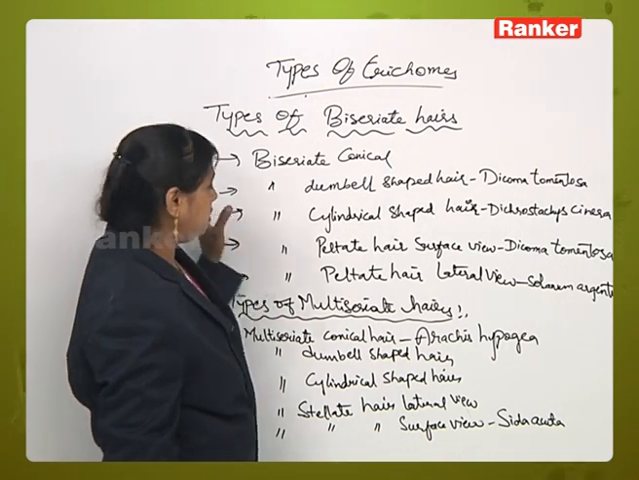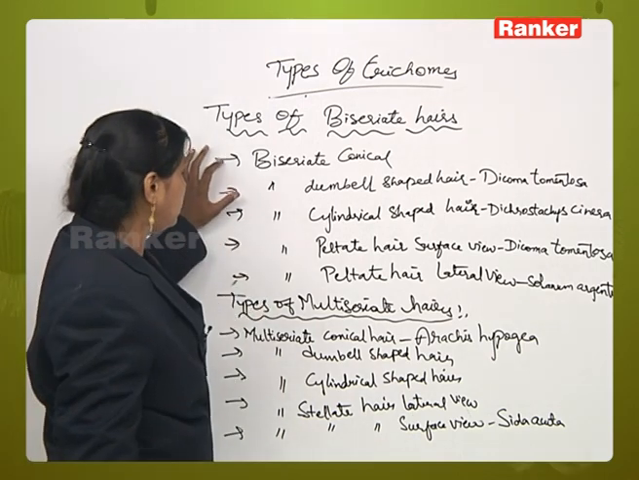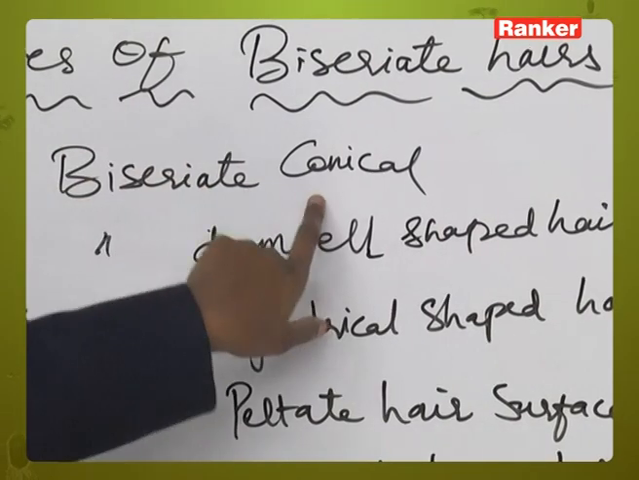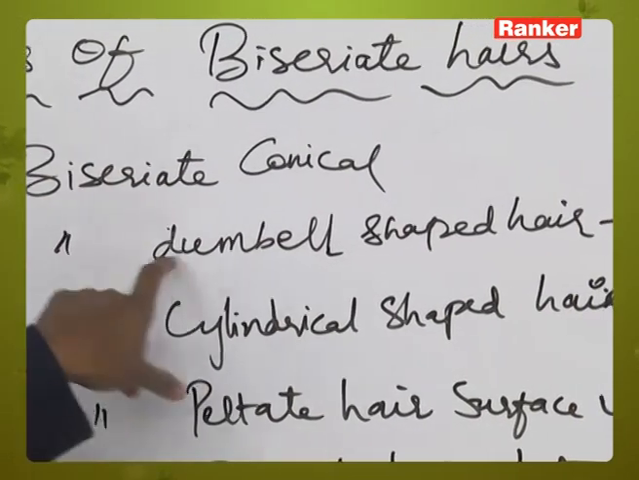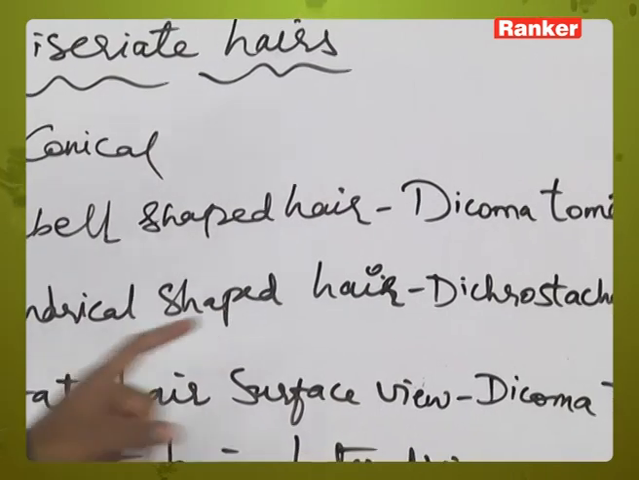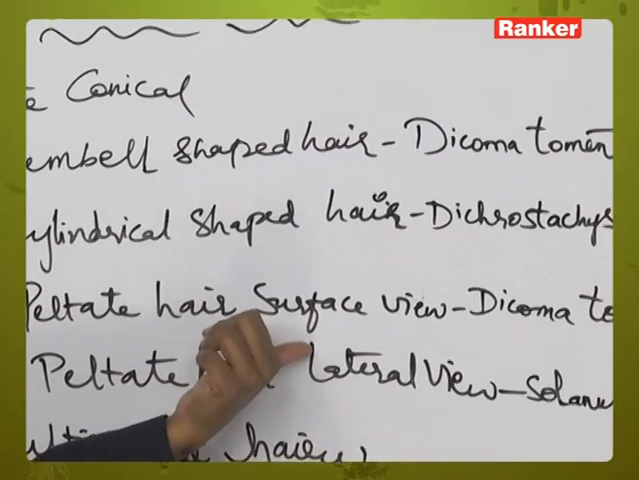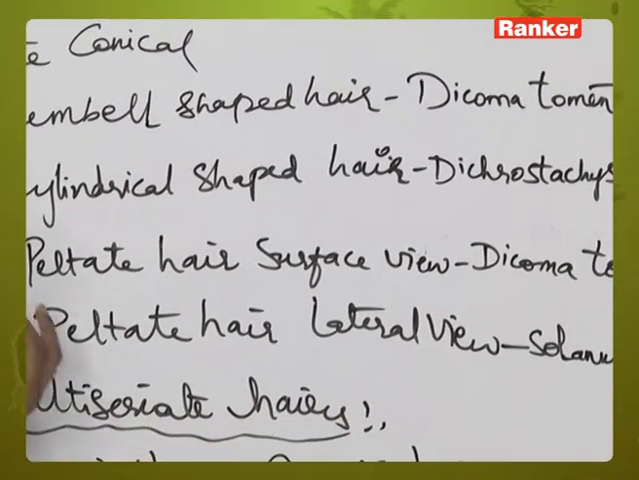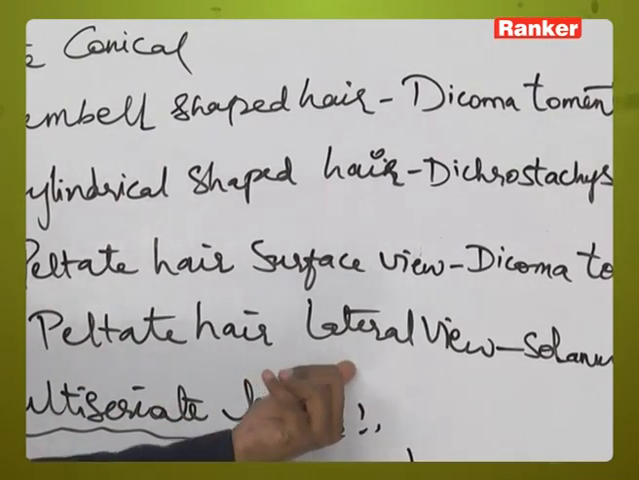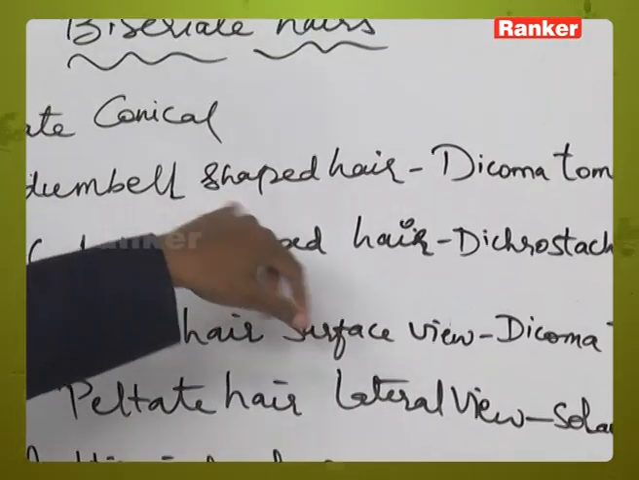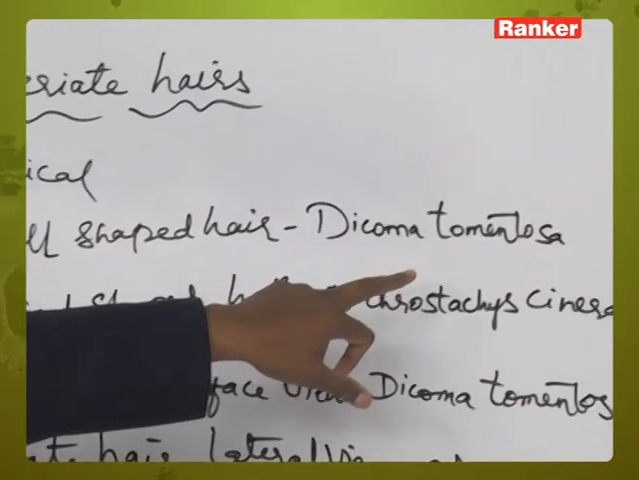In biseriate hairs, these are the different types of biseriate hairs present. Biseriate hair may be conical, dumbbell shaped, cylindrical shaped, or it may be peltate hair in surface view, or biseriate peltate hair in lateral view. For dumbbell shape, the example is Dichoma tomentosa.